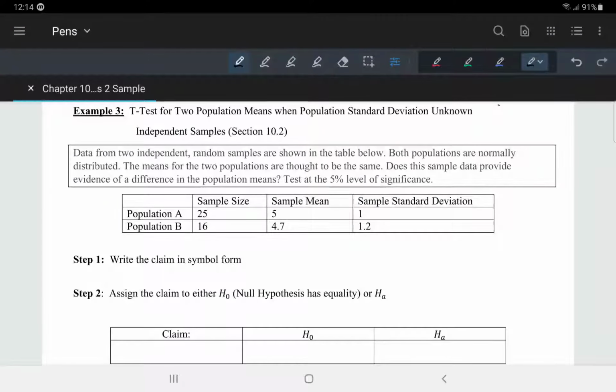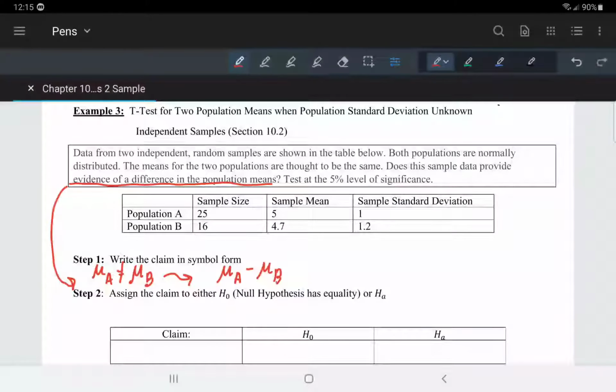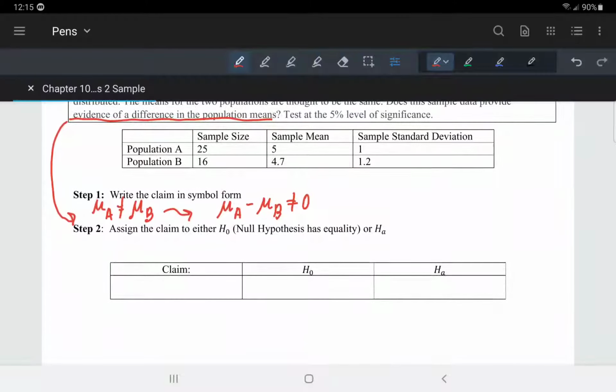Okay, so first we're going to establish the claim. We are testing and asking the question, does the sample data provide evidence of a difference in the two population means? So what we would be saying then is that mu A does not equal mu B. And from there we can form mu A minus mu B should not be equal to 0. So this is our claim.